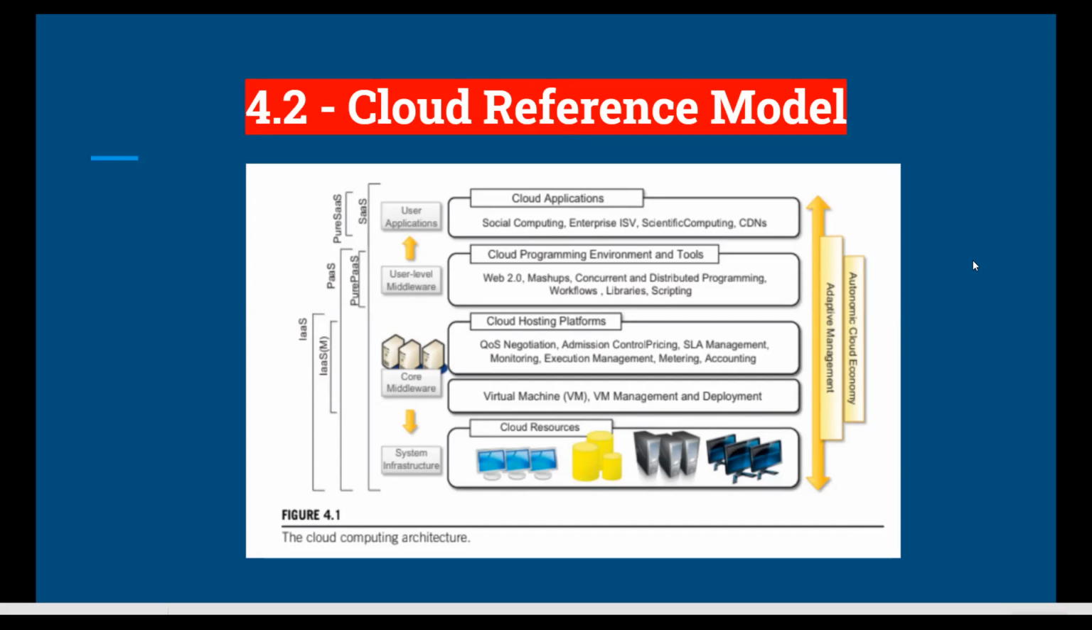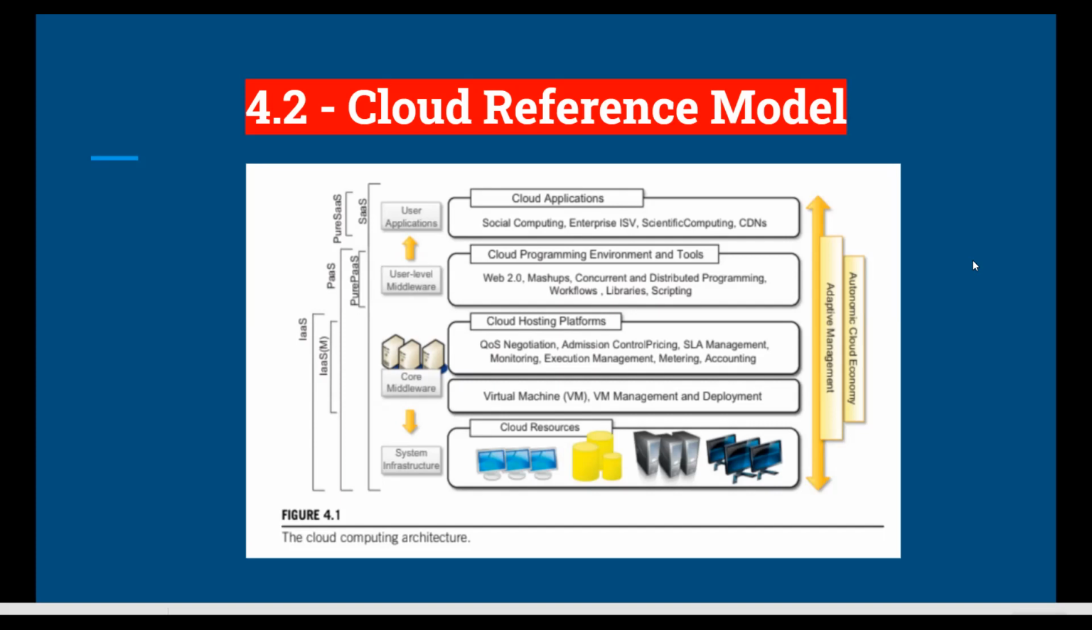Next, you have your cloud hosting platforms where you are going to host the platforms. You will have different SLAs, metering, and accounting. Along with that, you have your system infrastructure, which is your cloud resources: physical servers, databases, and devices. This is your IaaS, infrastructure as a service. So your core middleware along with the system infrastructure together is your IaaS.